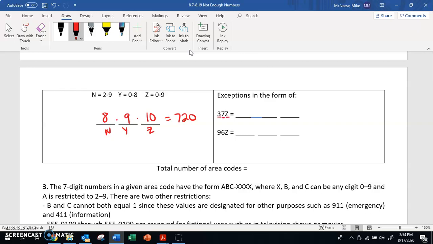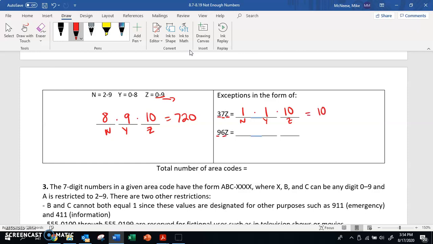3, 7, Z. If N has to be 3, how many possible outcomes are there? There's only one, right? If y has to be 7, then there's only one outcome. It's 7. There's no other way. And then z, again, it's 0 through 9, so we're going to use that over here. It is 10 possible outcomes. So we've got 1 times 1 times 10, which gives us 10.